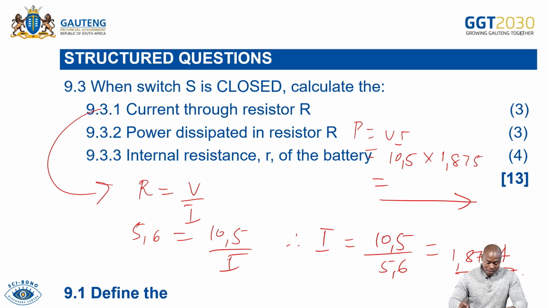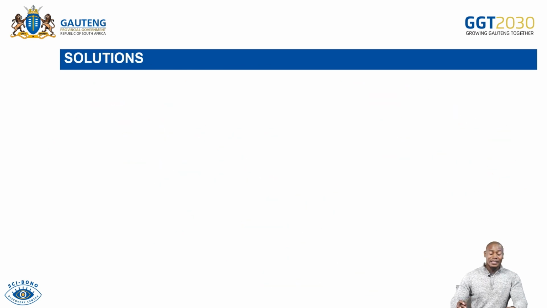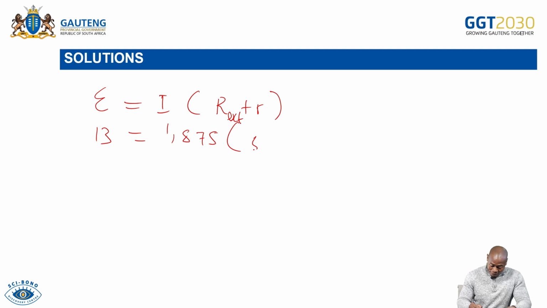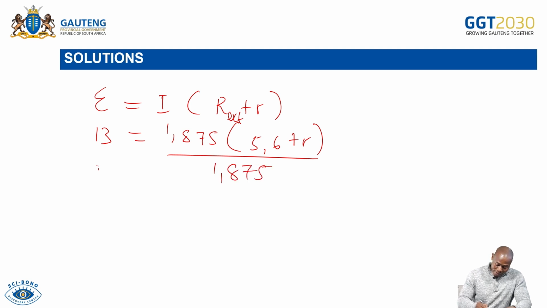Okay, last question, internal resistance of the battery. So the internal resistance of the battery, from the data sheet we can use E equals I open brackets R plus small letter r. I is the total current of the circuit, which is 1.875. What is the EMF? It is 13. Okay. What is R? That is external resistance. In the external circuit, we are only having one resistor of 5.6. We are looking for small letter r. I can divide by 1.875, and then this and this.